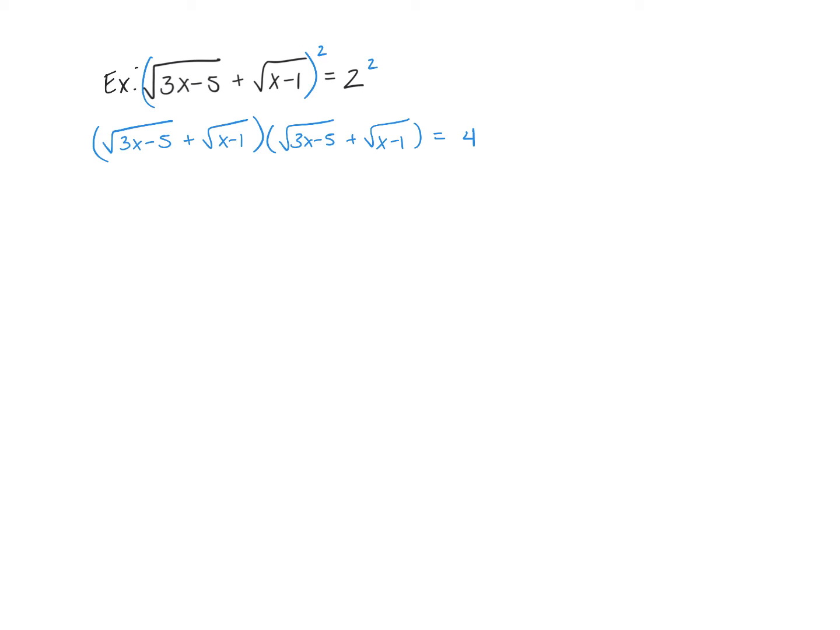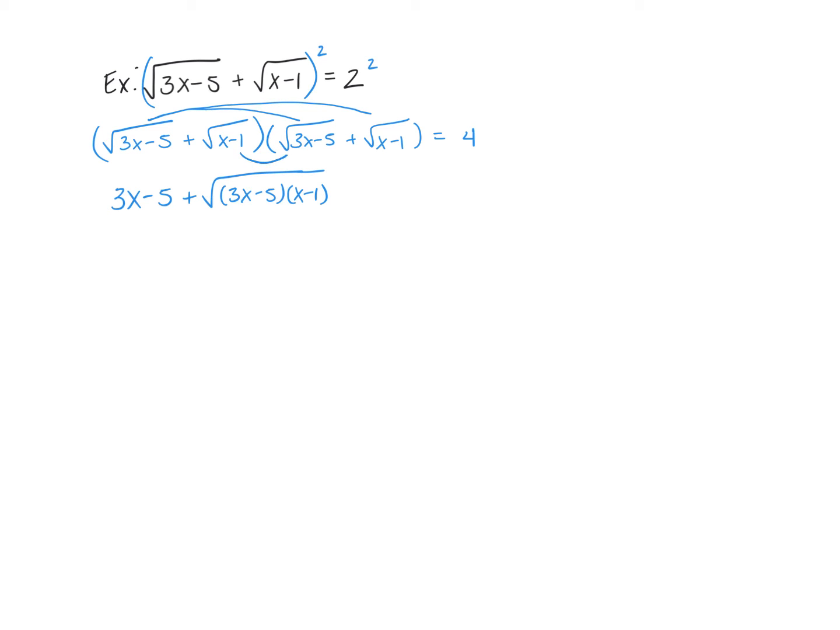And we've got some distribution to do. And this is what makes this particular method a little bit intimidating, but it's really not that bad because you all know how to multiply radicals. So I'm going to distribute. So I get the square root of 3x minus 5 times the square root of 3x minus 5. That's just 3x minus 5. Then I have the square root of 3x minus 5 times the square root of x minus 1. Well, they're both square roots, so I can multiply what's underneath. And for now, I'm just going to leave it.